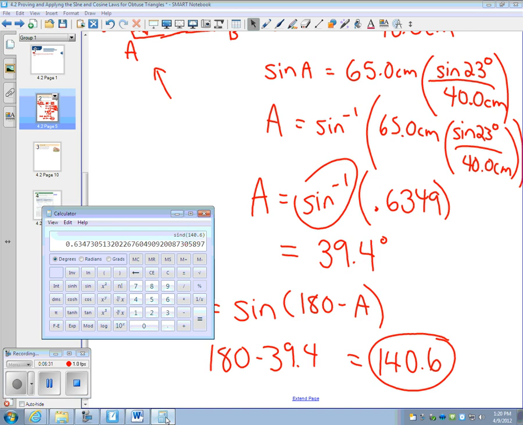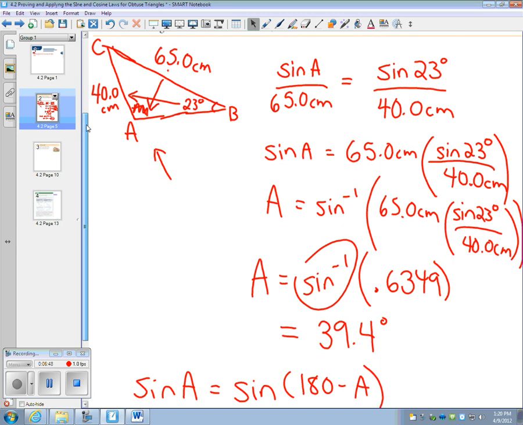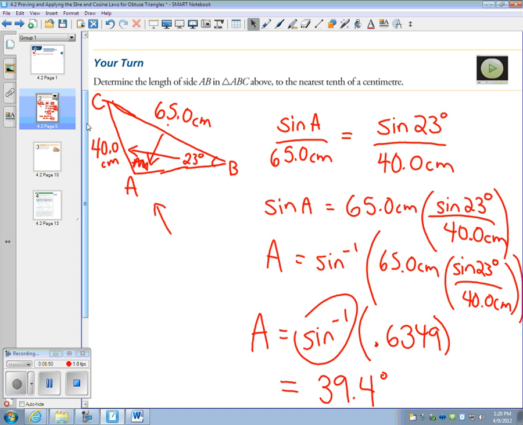Okay, so our calculator always defaults and says, well, you're looking for that smallest angle. But really, the ratio of the sine of 39.4 is the same as the sine of 140.6. Same thing. Our calculator didn't know which one we were asking for, so we had to use our brains and say, you know what, this was really looking for the obtuse angle, that 140.6.